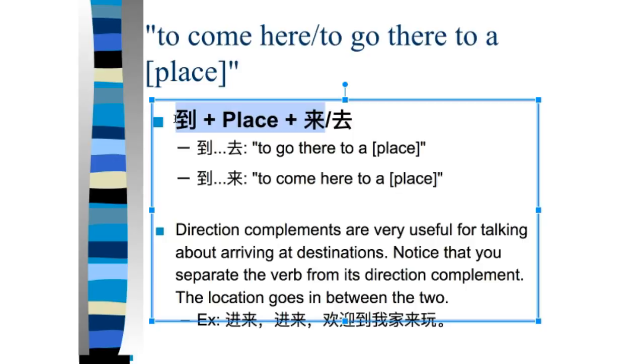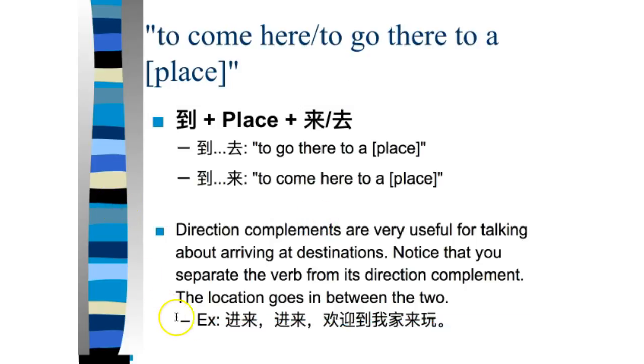If I want to say, go to Leo's house, go away from me to Leo's house, 到 Leo 家去. And so here 到 acts as a verb itself. Either 到什么什么地方去, to go there to a place, or 到什么什么地方来, to come here to a place.